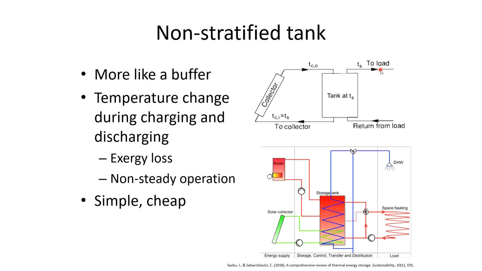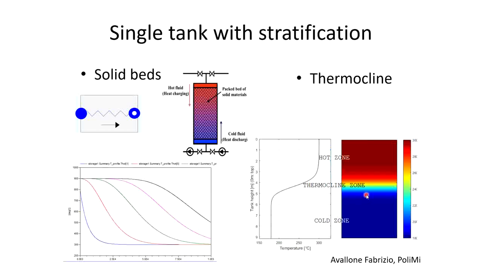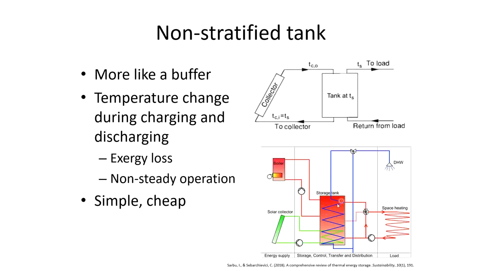So lots of disadvantages, but why do we do this? Basically because it's simple and cheap. And especially in domestic applications, the operation of the tank is something between the stratified tank and the non-stratified one. Still, the higher temperature should be at the top and the lower temperature at the bottom, but the stratification is definitely not as nice as we have seen over here, but some temperature difference is present.